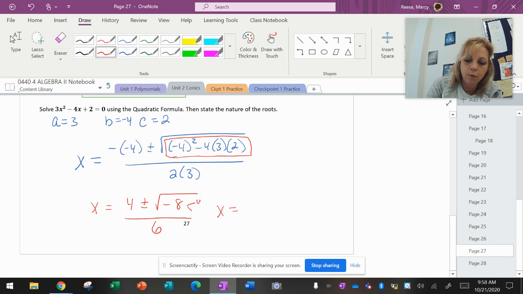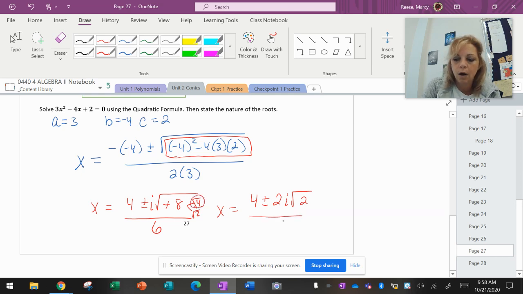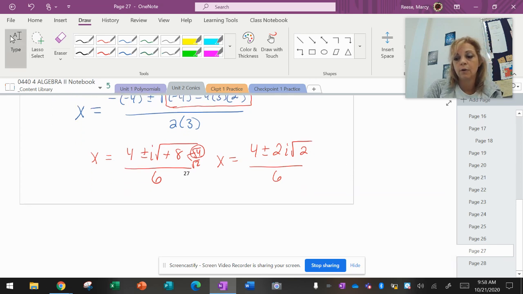We're going to say 4 and 2, right? This comes out as an i. And so I've got 4 plus or minus 2i radical 2, because the square root of the 4 comes out as a 2, all divided by 6. And then, to take it further, this is required. When you have an imaginary, I want you to break them down.